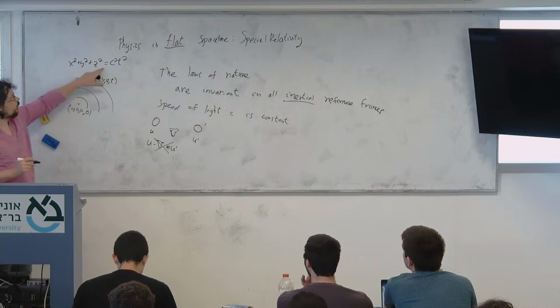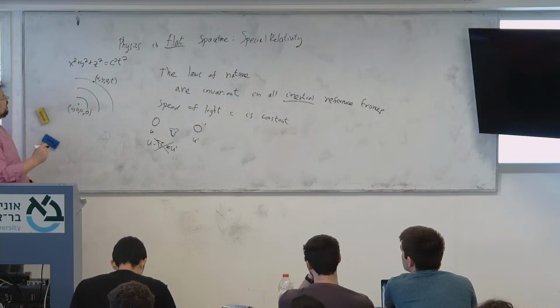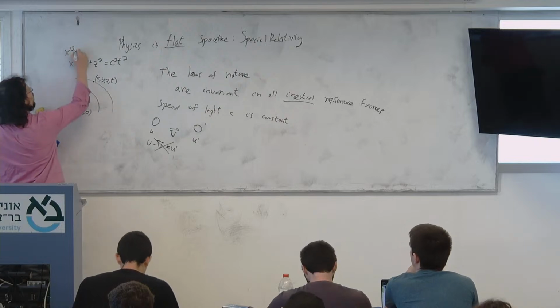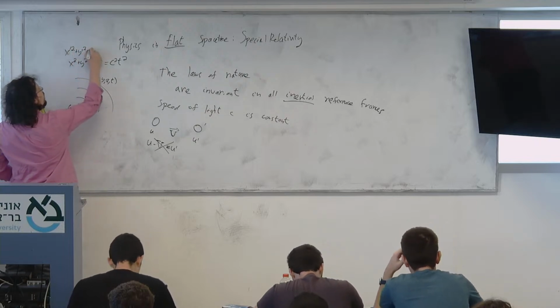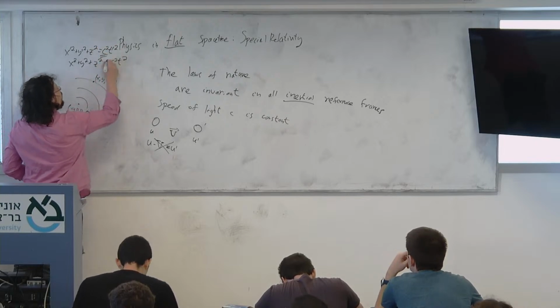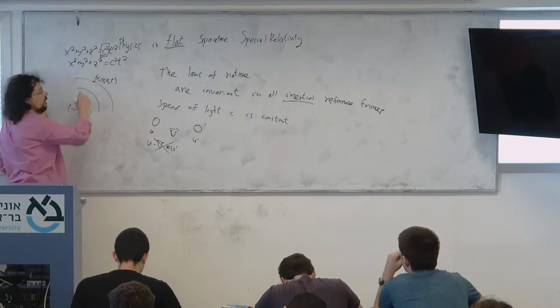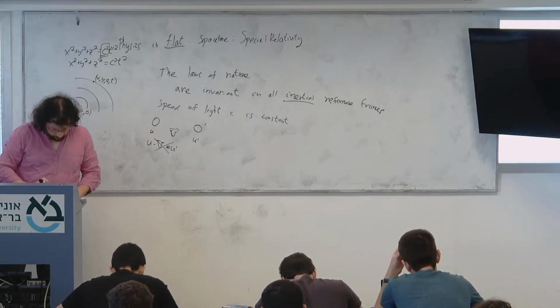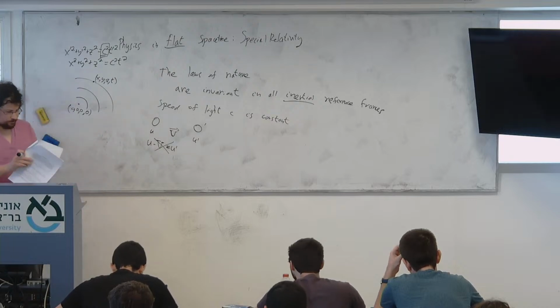So each one of these coordinates might change, but the overall invariant will remain: x prime squared plus y prime squared plus z prime squared equals c squared t prime squared, and there is no prime on the c. The velocity c is invariant.